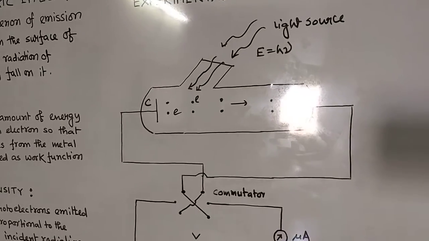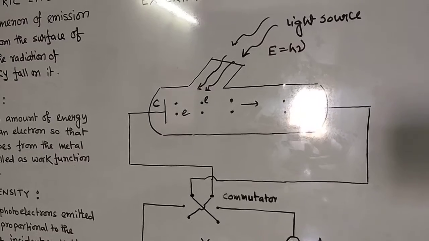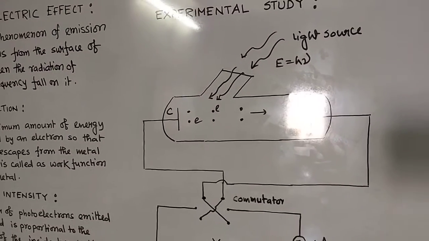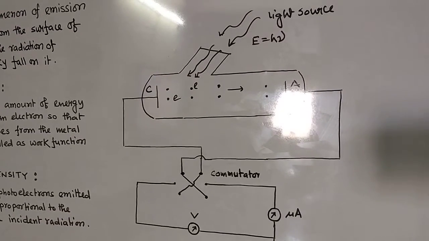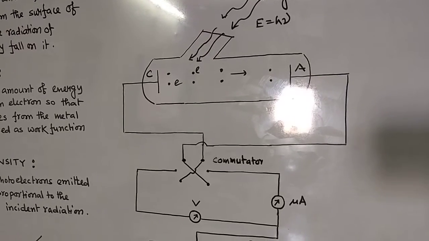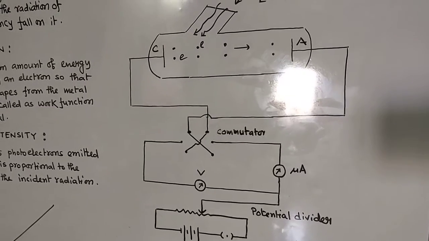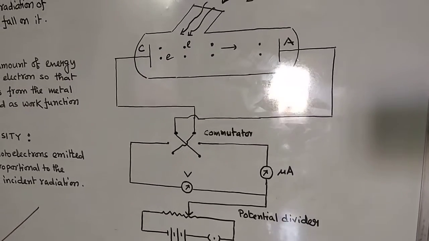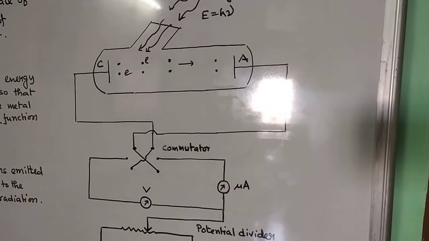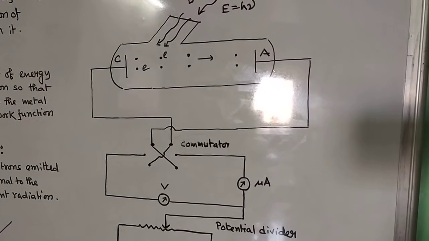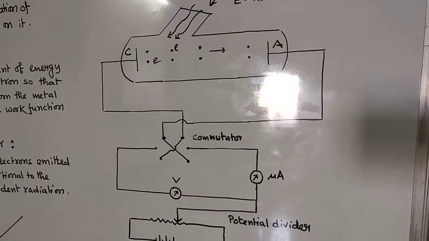So what happens here, when the light strikes the metal surface, and the energy of the light is more than the work function of the metal, then the electron comes out from the cathode, and that electron gets repelled by the cathode C because it is connected with the negative terminal as per the diagram, and the anode is connected with the positive terminal. So the electron moves from cathode to anode. Now when the electron moves from cathode to anode, we get a current, and that current is nothing but your photocurrent, and that can be measured by the microammeter.